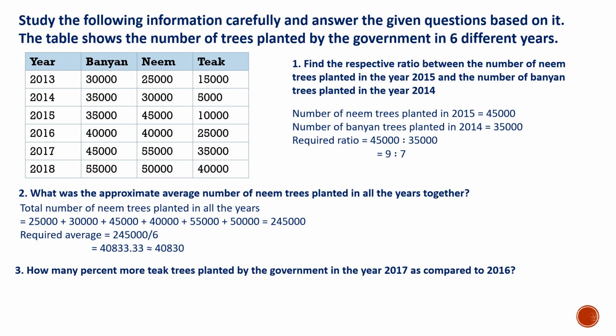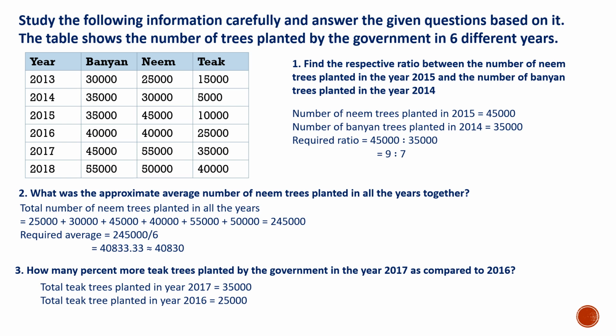Question number 3. How many percent more teak trees were planted by the government in the year 2017 compared to the year 2016? Now here, the number of teak trees planted by the government in 2017 is 35,000, whereas in 2016 it is 25,000. So first we have to find the difference. So 35,000 minus 25,000, the difference is 10,000.